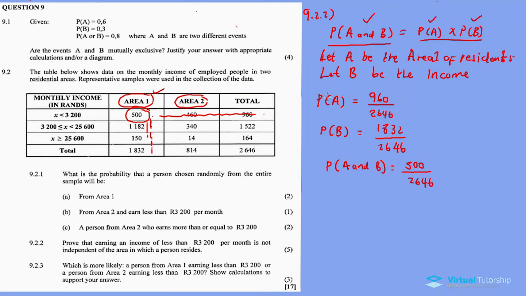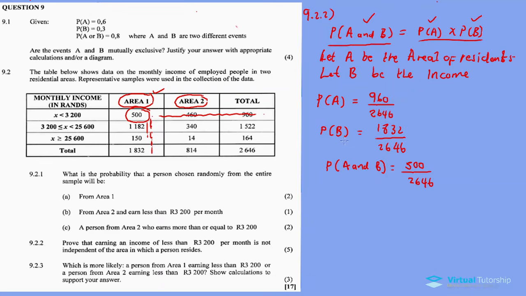Probability A will represent the area of residence. So in area 1 and 2 we have a total of 960 individuals, or residences, less than 3,200. So let's include everything because we are comparing with the entire sample. I will not compare one value and leave out the other values. A fair comparison, right? So therefore, the probability of A and B is equal to this.